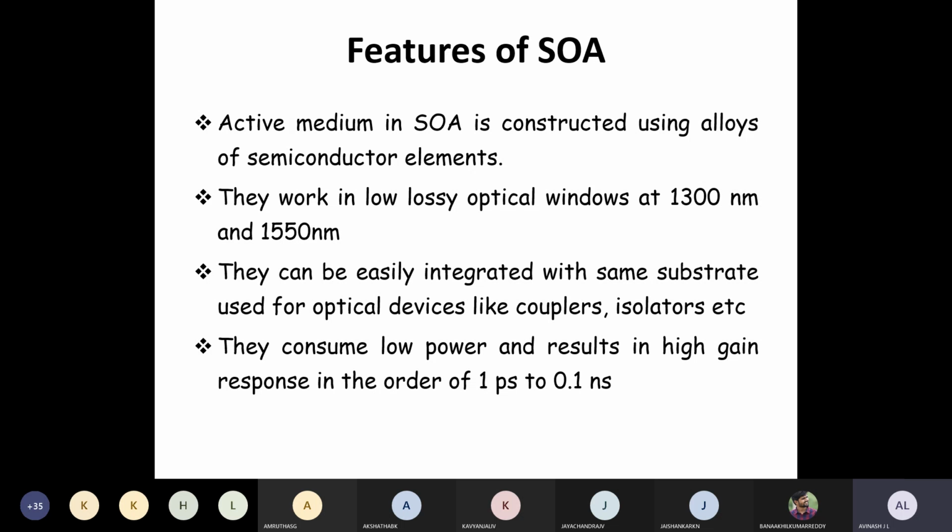When you talk about the third feature, they can be easily integrated with the same substrate used for optical devices like couplers, isolators, etc. This semiconductor optical amplifier can be integrated with the same substrate which is used for optical devices like couplers and isolators. So what is the benefit if you are manufacturing the SOA with the same substrate?